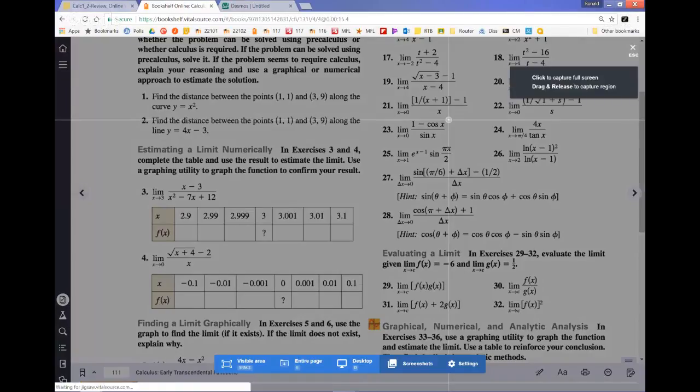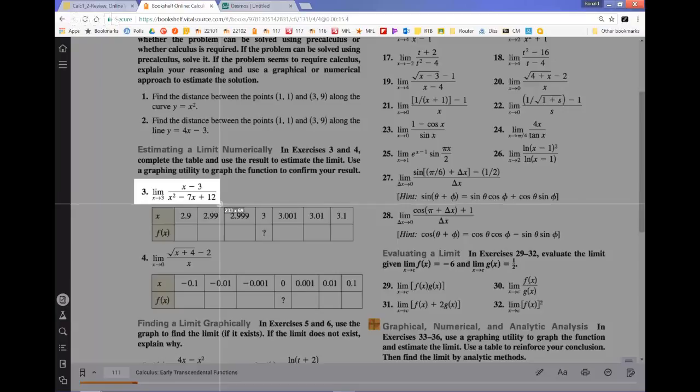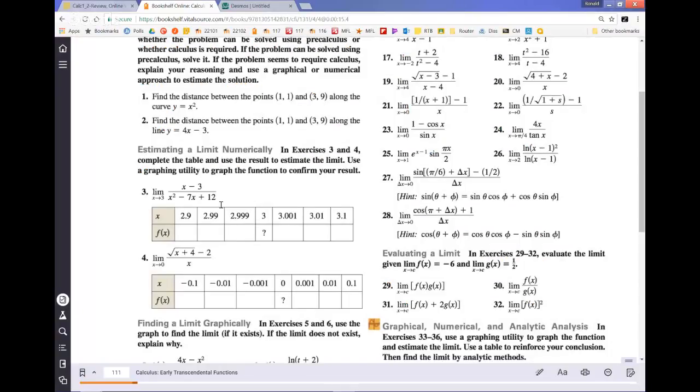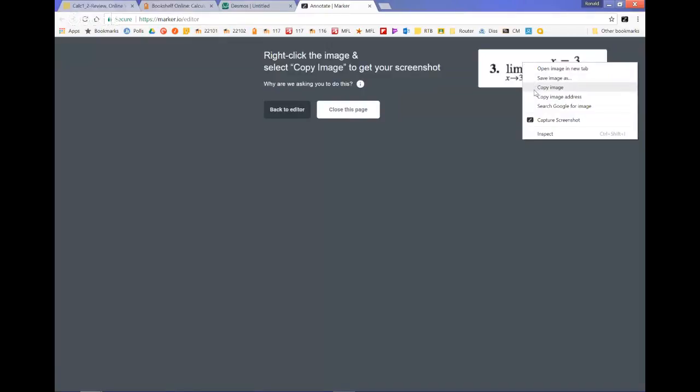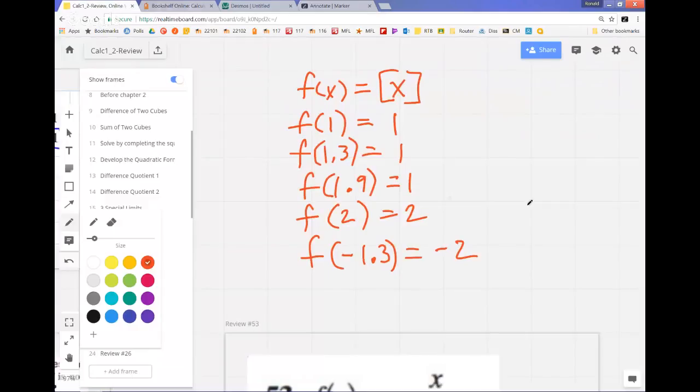So even though they had you do it with a table, you can do that just as well using the algebra, the techniques I've taught you. And so we will do that here.